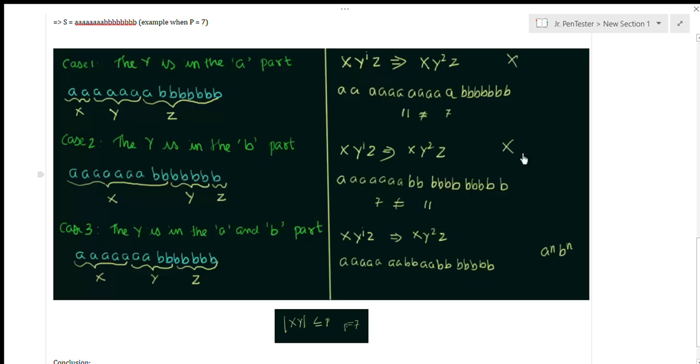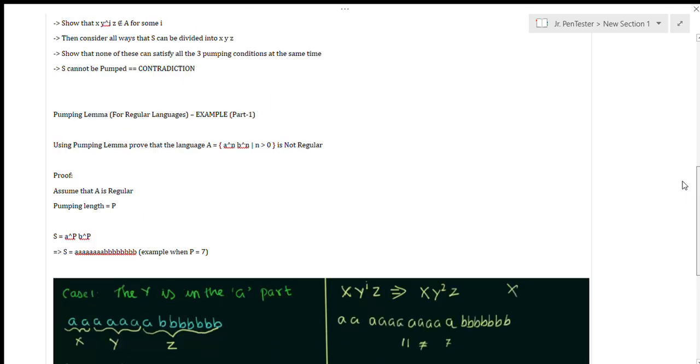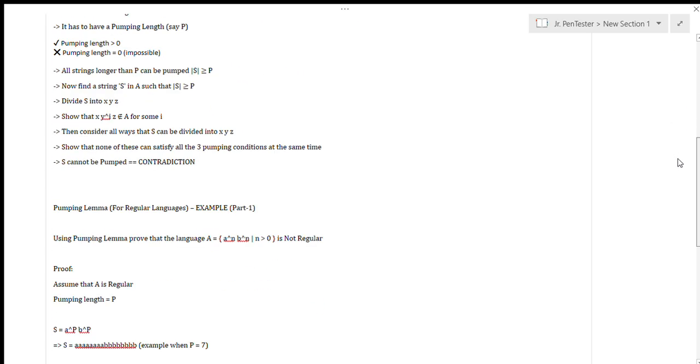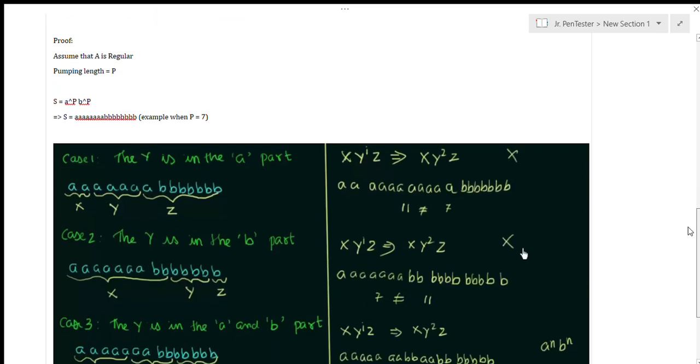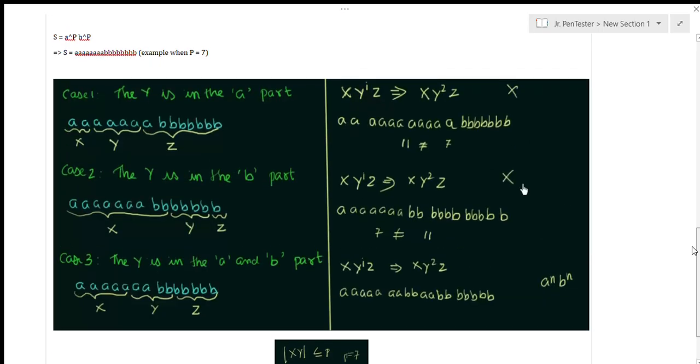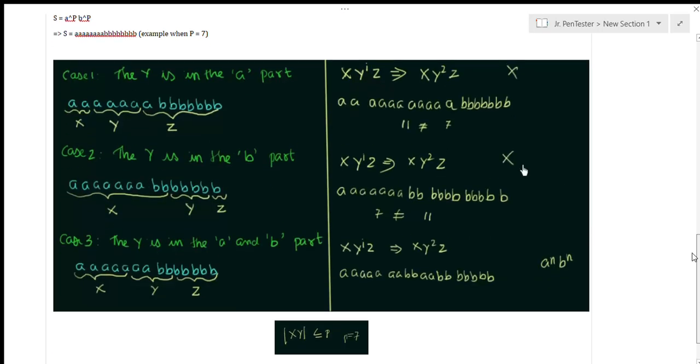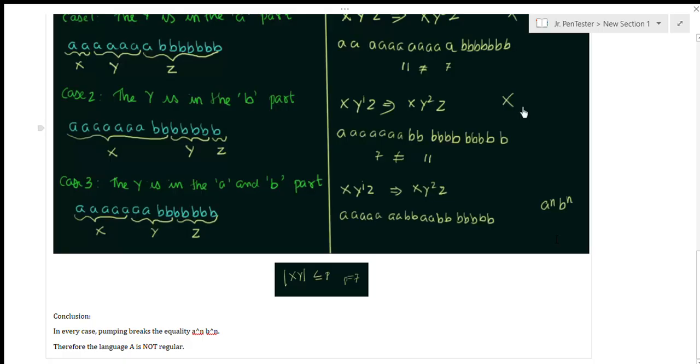For case 2, if we count the number of x and y's, 3, 4, 5, 6, 7, 8, 9, 9 is the length of x and 4 is the length of y, so that is 13. 13 is not less than or equal to our pumping length, which is 7. So case 2 even fails the third condition. We could look at all the conditions as well, but since each case has failed at least one condition, we can conclude, as we concluded, that language A is not regular.